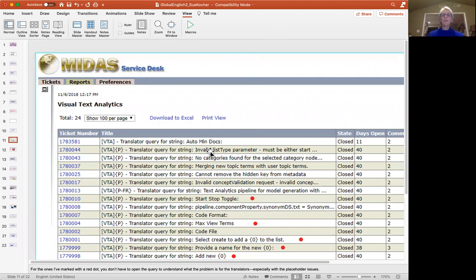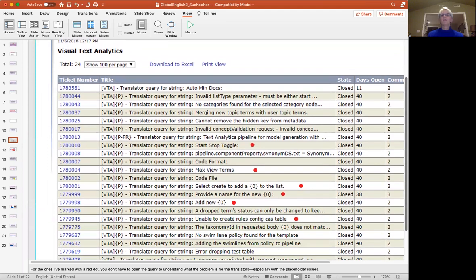So our translators, when they have a question for the developers, will open a ticket, and this is an internal tool, and they would send it to the developers and try to get an answer to their question. For some of these, you'd have to open the ticket to see what the issue was, but the ones that I marked with a red dot, I think you can look at them and see that they would create translation problems, like max view terms. That could mean several different things. This one is a problem. Placeholders cause problems for reasons I'm going to discuss a little later. Unable to create rules config cast table.